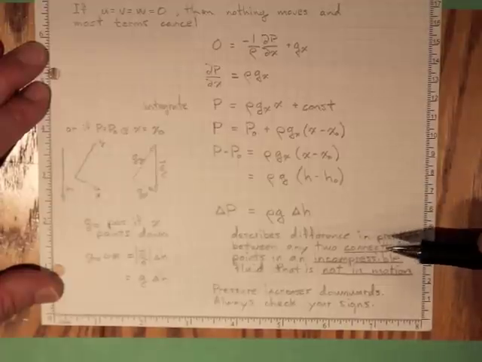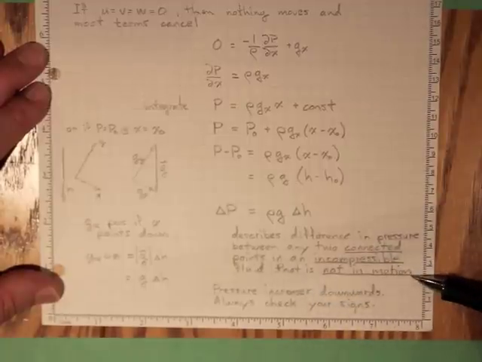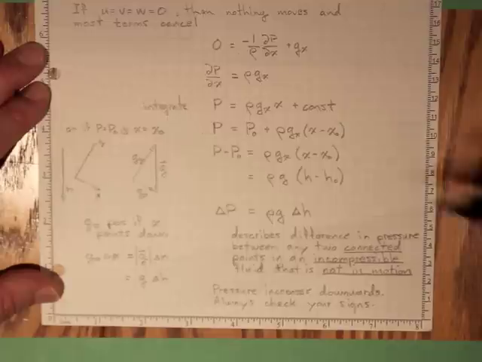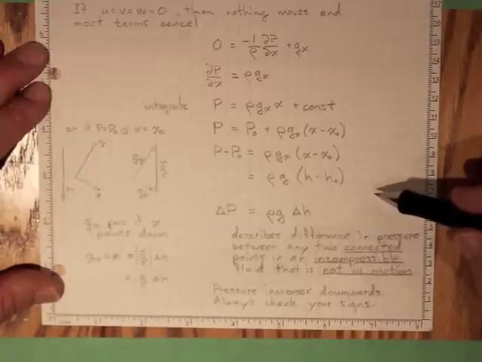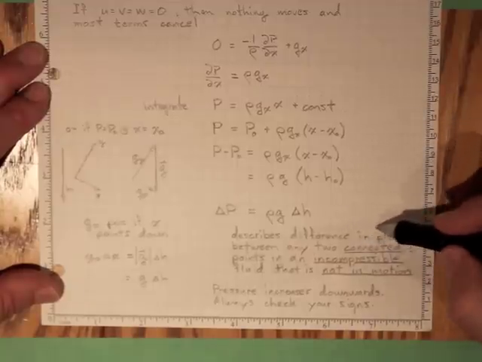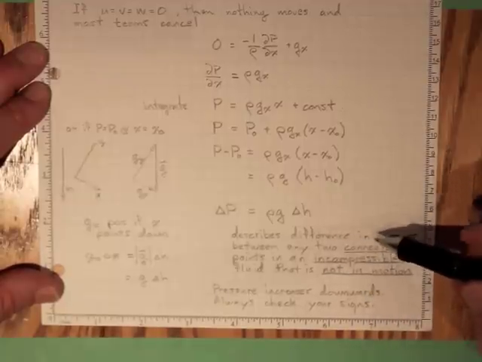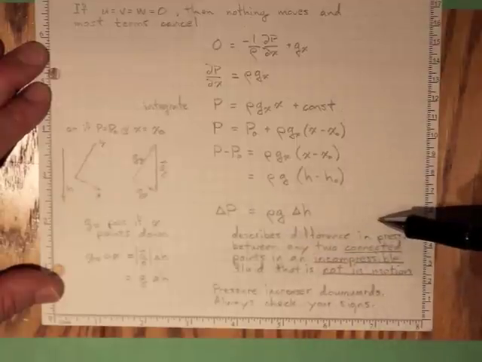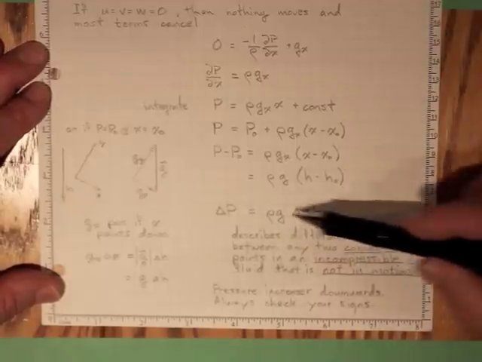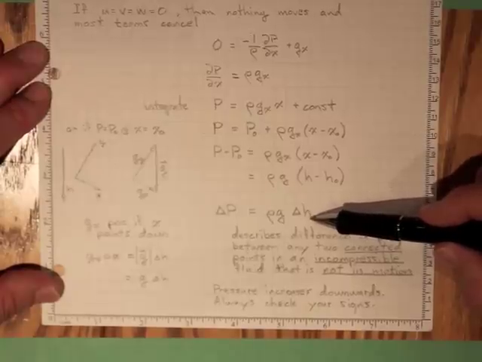And this applies between any two connected points in an incompressible fluid that's not in motion. So if I have 2 cups of water, one over here and one over there, I can't say anything about the relative pressures. If I have 2 cups of water that are connected together with a tube, then I can say something about the relative pressures. The pressures will be the same at the same heights, and if there's a difference in heights, the pressure will rise depending on how much further down in the water you go.